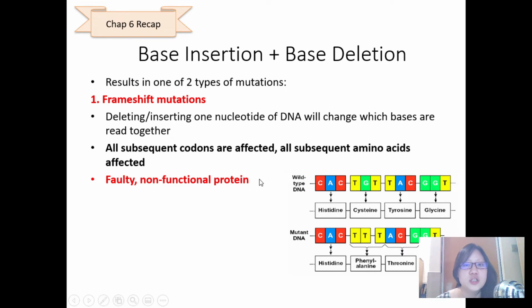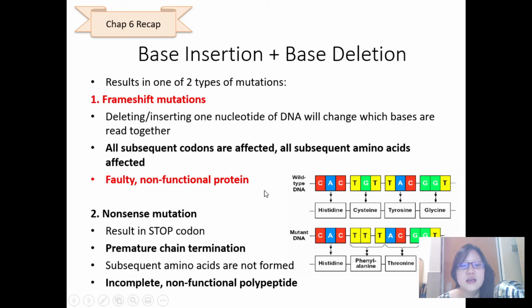Now, the second situation this could result in, because of the frameshift mutation, is that maybe a stop codon is accidentally introduced, and obviously this also forms a non-functional polypeptide.